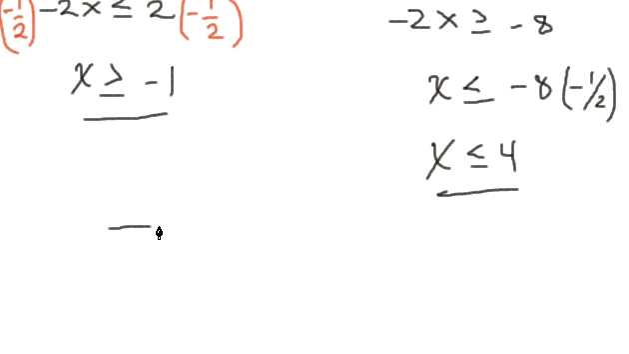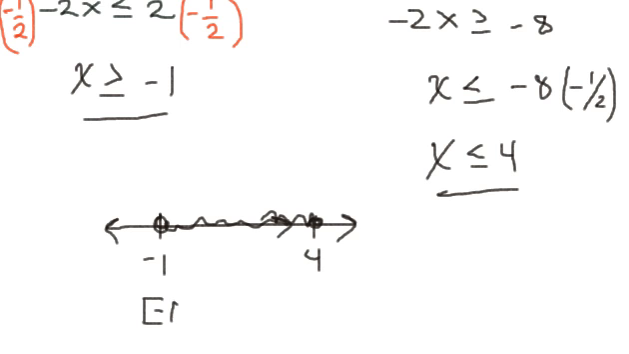And so let's draw this out. X is greater than negative 1. Right, and here's a 4. X is less than or equal to 4. Right, and because we're using and, we're going to use brackets and everything in between negative 1 and 4.